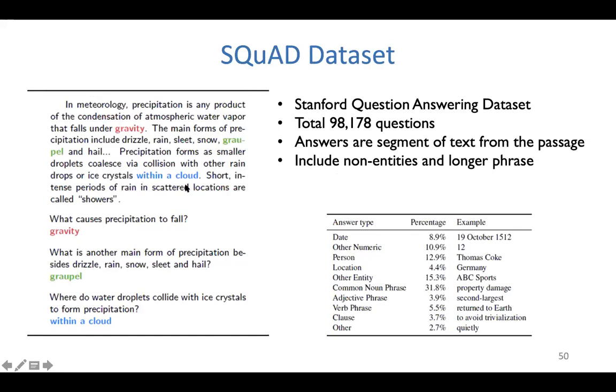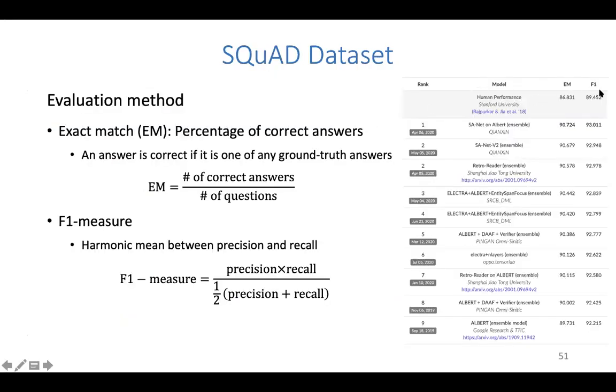So there is a reference text, and then there's a question. The model needs to answer the question, where the answer is actually in the reference text. So it's a highlighting task: given a reference text and a question, the model needs to highlight a specific span in the reference text. Human performance is about 90% F1 score, but BERT-based models already outperform humans, at 93%, 92%. That shows the power of BERT.